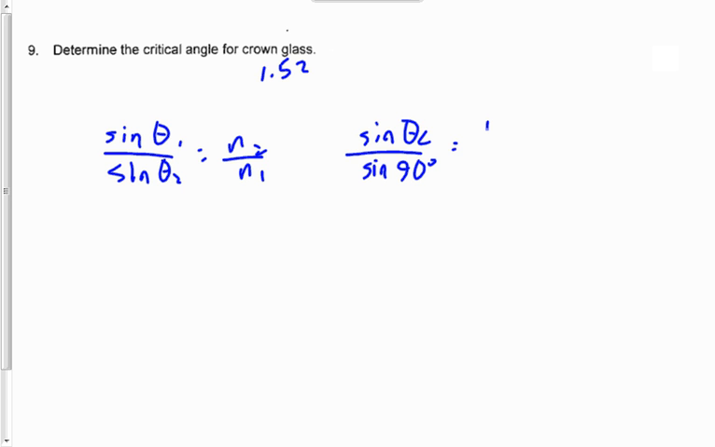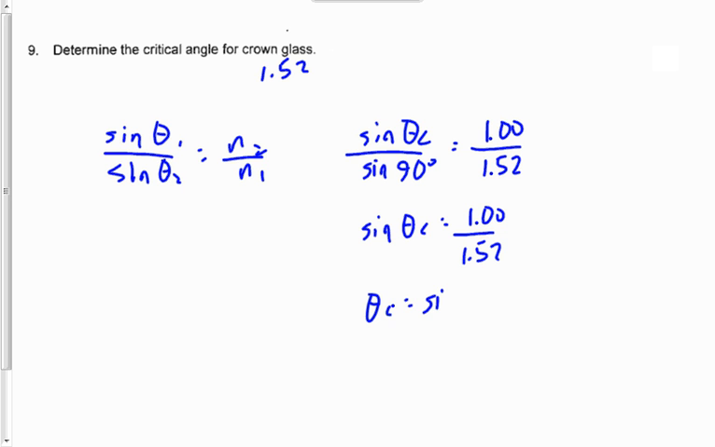Now, N2 is always going to be the smaller number, right? Because we're always going from high to low. N2 will always be the smaller number. However, if you mix those up here, you're not going to get away with it, because your calculator is going to give you an error. Sine 90 is what? 1. So it becomes sine theta C equals 1.00 over 1.52. Theta C is equal to the inverse sine of 1 over 1.52.